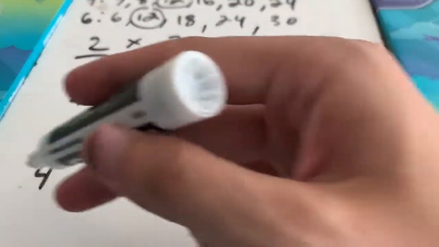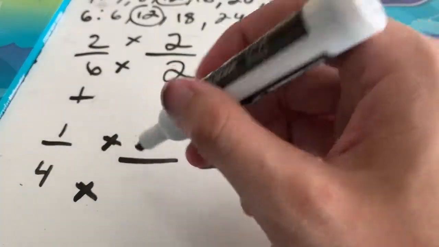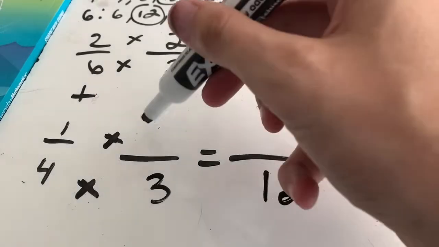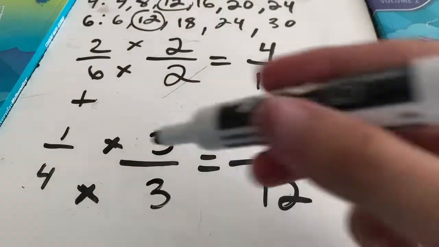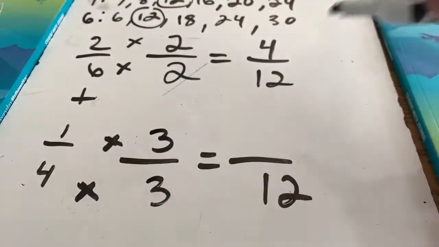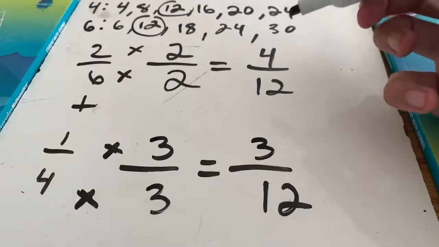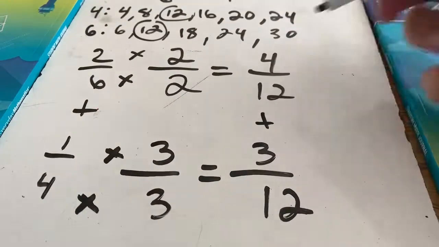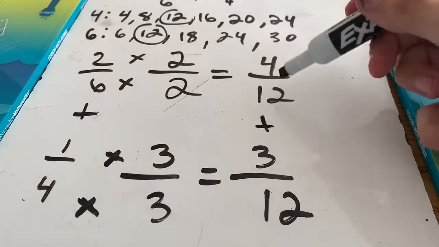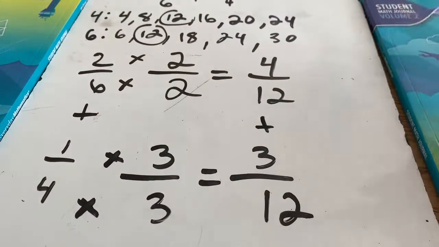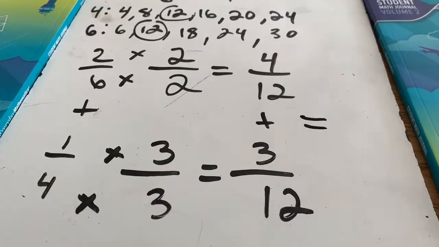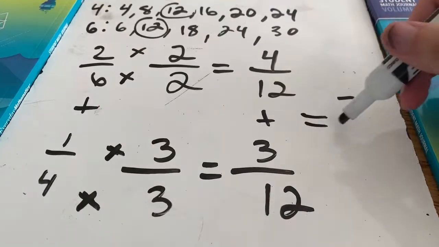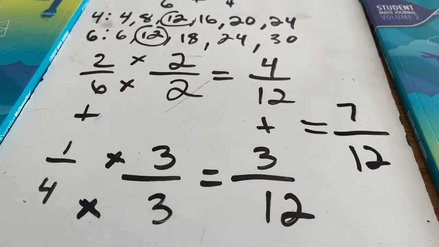Now down here, looking at my denominators again, 4 times blank equals 12. I know 4 times 3 equals 12. I write my 3 in the numerator as well, and I solve. 1 times 3 is 3. Now, instead of having 2/6 plus 1/4, I have 4/12 plus 3/12. These denominators are now the same, and now I can add nice and simple. 4 plus 3 is 7. 7/12 is my answer.